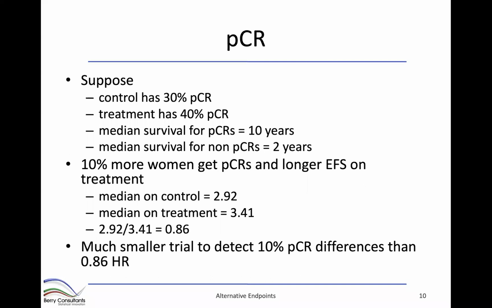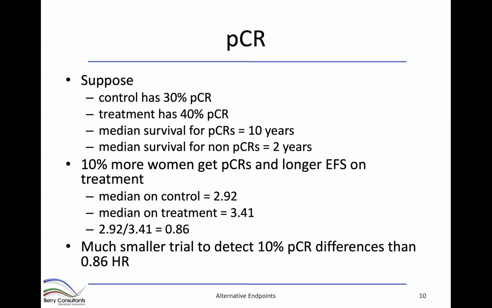suppose that control has a 30% PCR rate and a novel treatment can change that to 40%. These numbers depend on the details of the cancer; they are just made out of the air for example. But suppose the median survival is 10 years with a PCR and 2 years without one. This is that 80% hazard.